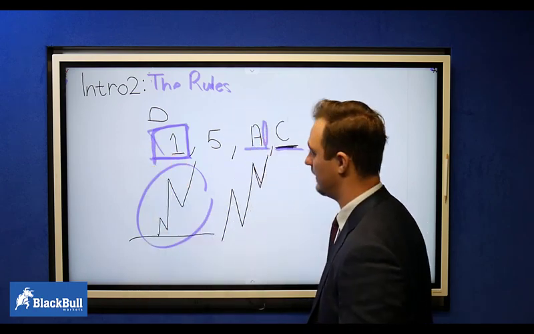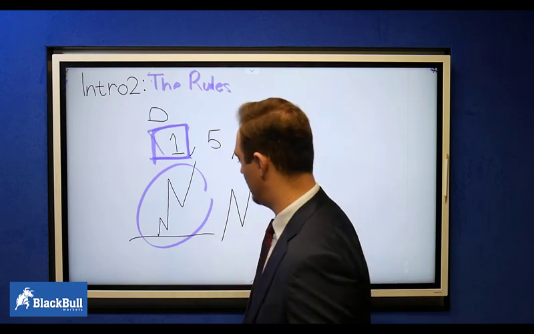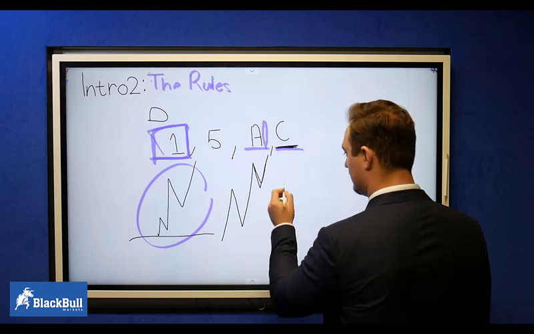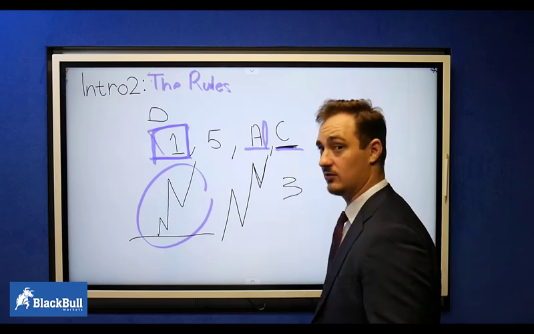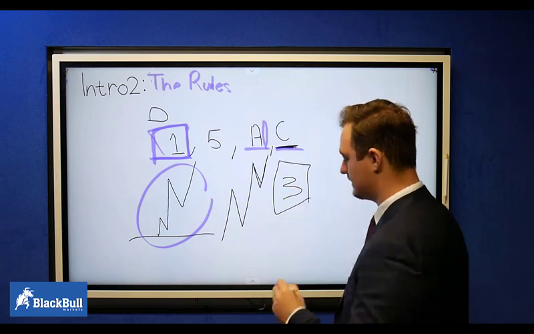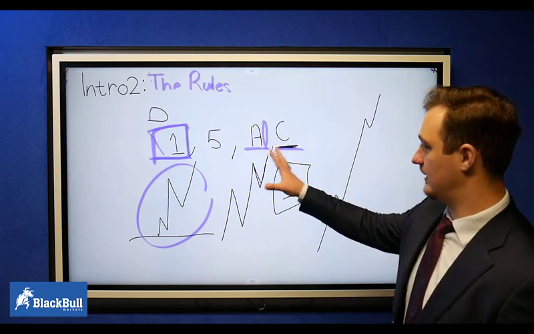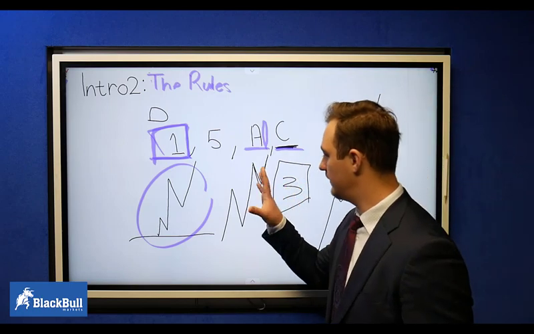Okay, so now that we know where we find them, let's have a look at these rules. We will never see a diagonal as a wave 3, ever. A wave 3 is always an impulse wave. It's always that strong 5-wave structure to the upside. It's never a 3-wave structure, never a diagonal.